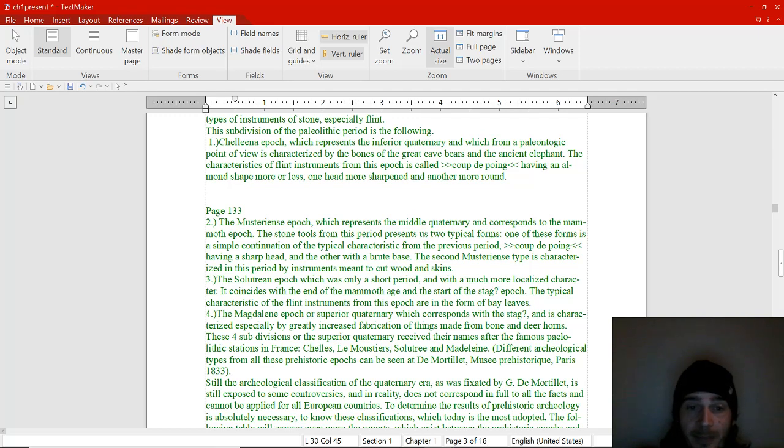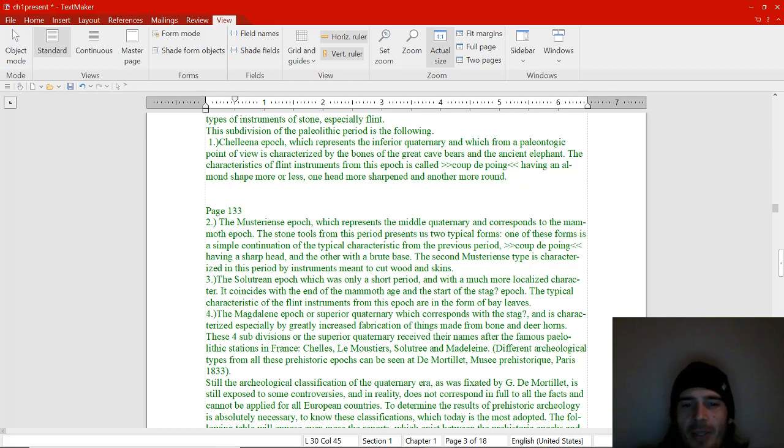The fourth epoch, known as the Magdalene epoch or superior quaternary, which corresponds with the stag, is characterized especially by greatly increased fabrication of things made from bone and deer horns. These four subdivisions of the superior quaternary received their names after the famous Paleolithic stations in France: Kelis, Les Moustiers, Solutré, and Madeleine. Open parenthesis, different archaeological types from all these prehistoric epochs can be seen at De Mortillet, Musée Préhistorique, Paris, 1833. Close parenthesis. I will analyze if this museum still exists in the analysis video.